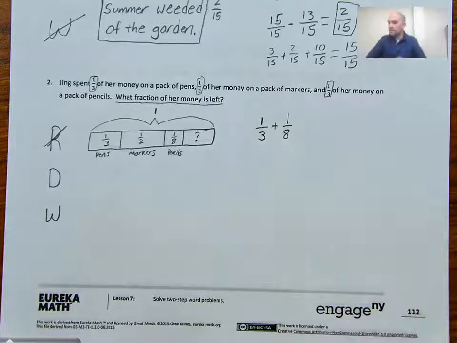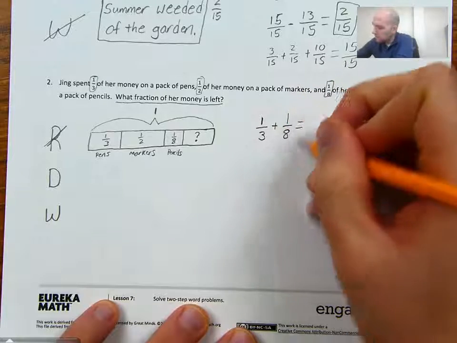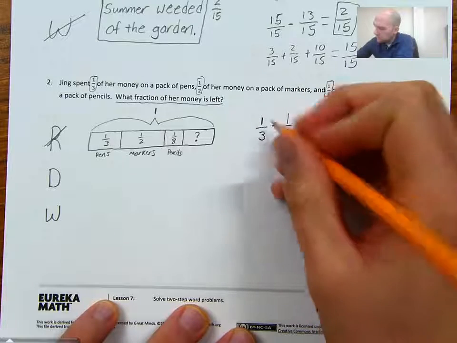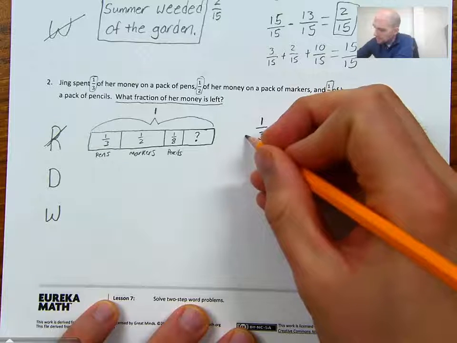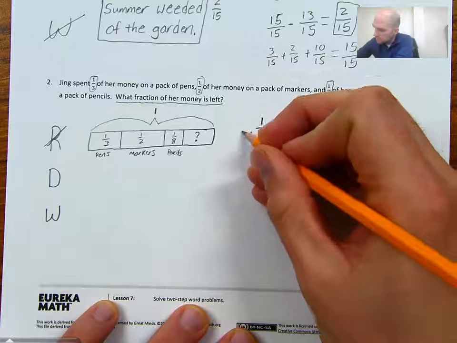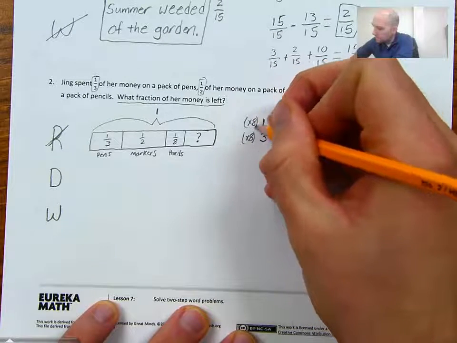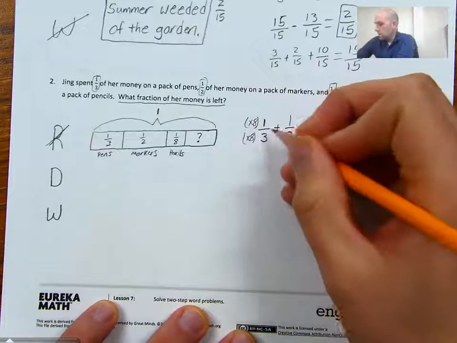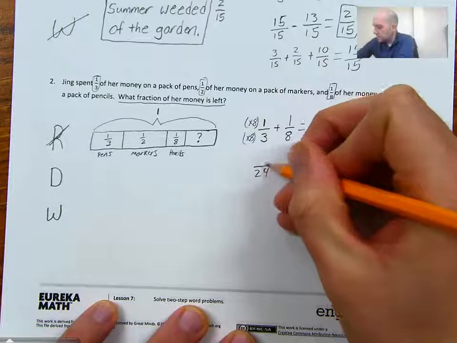If I want to find a common denominator between those two, I'll just multiply them together for this one. So 8 times 3 is 24. So 1/3 becomes, to make this 24, we have to multiply by 8, and multiply by 8. 3 times 8 is 24. 1 times 8 is 8.